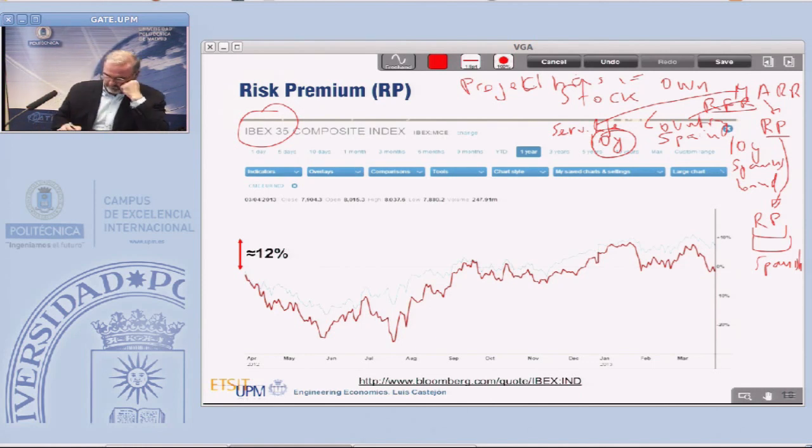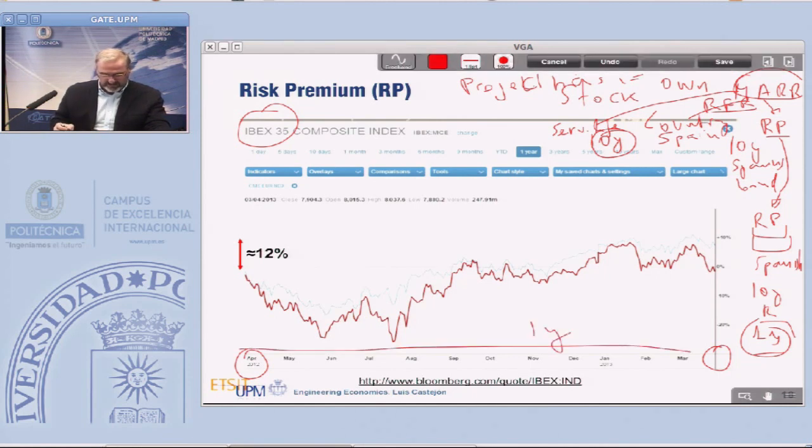As you see here, we have to look for the 10-year return or the 1-year return. Of course, we have to consider the 1-year return, because the minimum attractive rate of return, if yearly, is calculated on an annual basis. And then we have here from April 2012 to April 2013, so 1 year. This is 1 year. And then we have here the index.